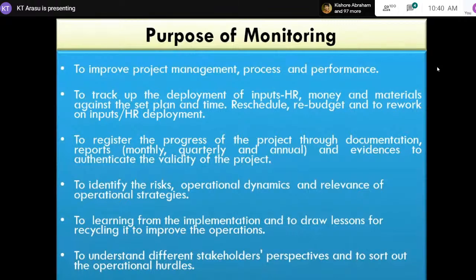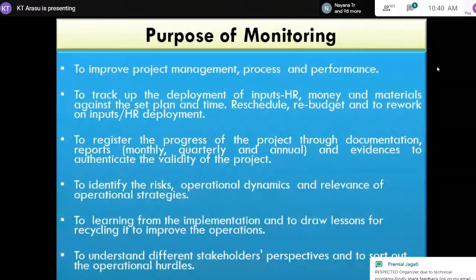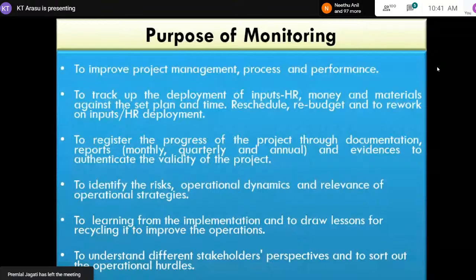Then track the deployment of inputs. Here, you are going to track the inputs. Inputs, technically, mean HR, money, materials. Already I told you. Against the set plan, you have a plan, so to what extent HR is performing and money is being used in a prudent way. All these things are there. Then reschedule it. Suppose some strategy is not working, you need to reschedule it, revise it, rebudget it.